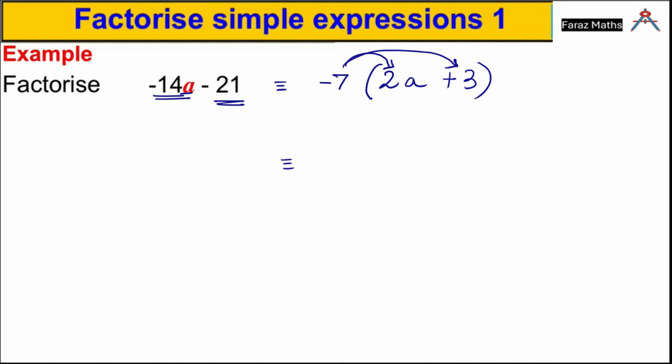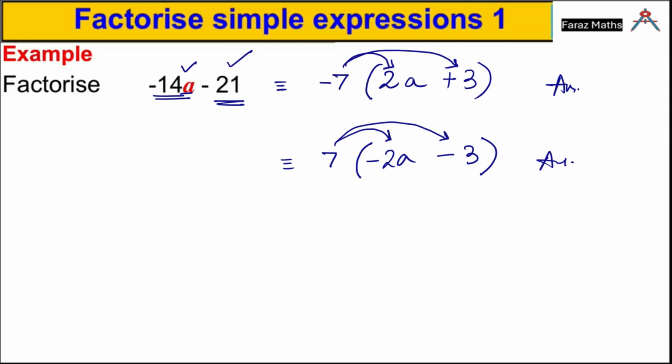You can do it in this way also. Suppose I just took 7 outside the bracket, then it will look like this: 7 bracket minus 2a, minus 3, because 7 times minus 2a is also minus 14a, and 7 times minus 3 is also minus 21. So both ways are correct. You can answer in both ways, because both give you the same thing. If you multiply 7 with minus 2a, that is minus 14a, and 7 times minus 3, that is minus 21.